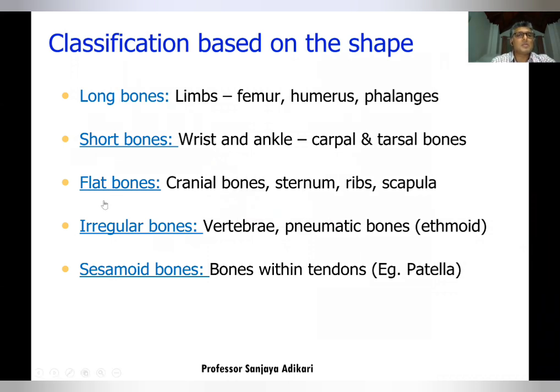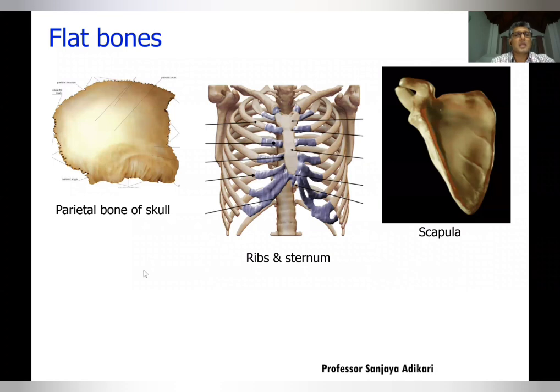Then you have flat bones. Flat bones are found in relation to the skull. In the vault of the skull, you get many flat bones. Then in the sternum, ribs, scapula, in all these areas you get flat bones. Here, this is a parietal bone from the skull. It's a good example of a flat bone. Then you get ribs, which are also flat bones. Then scapula is also a flat bone.